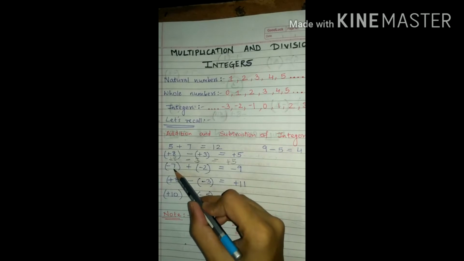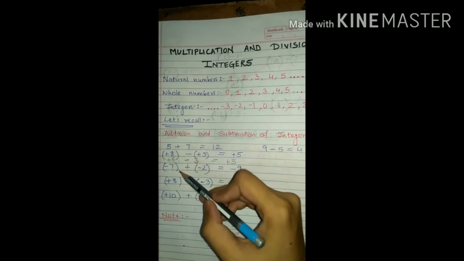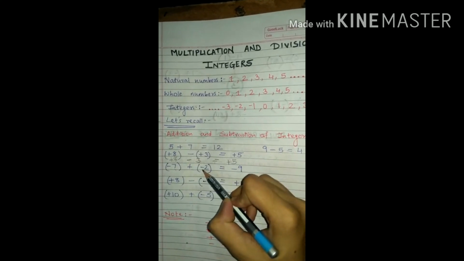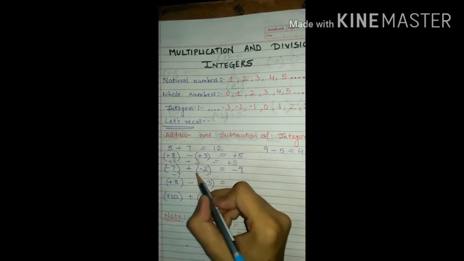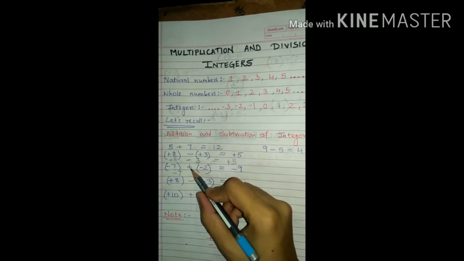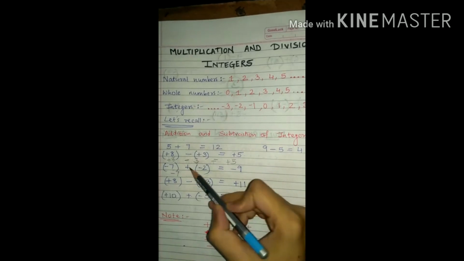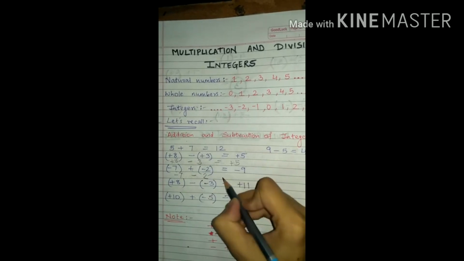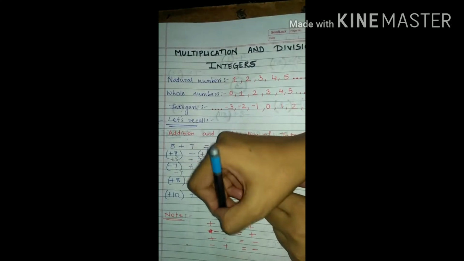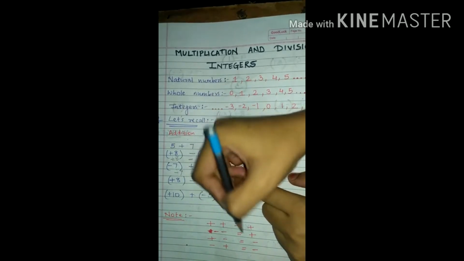Now see, minus 7 plus minus 2. What does it come to? Minus 7, I have written like this only. Then plus into minus is what? Plus into minus becomes minus. Then minus into minus is what? Plus. It means these two numbers we have to add. Minus into minus is plus.